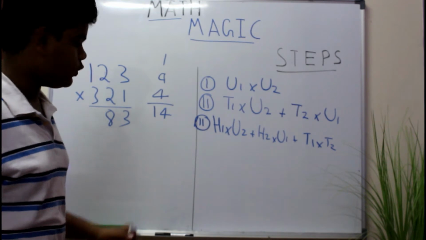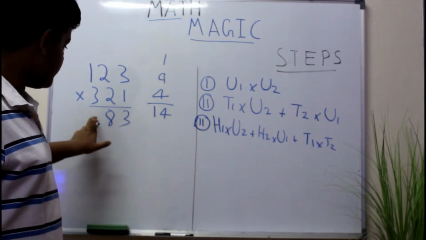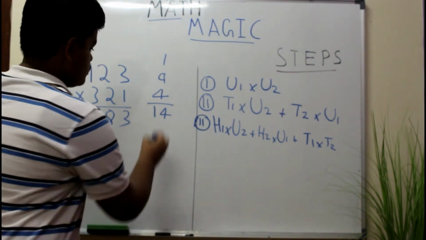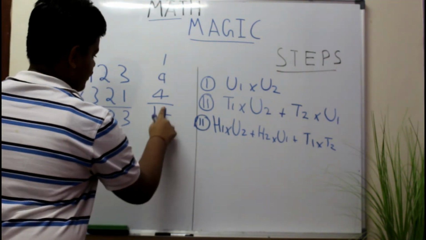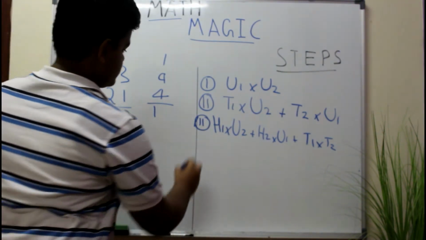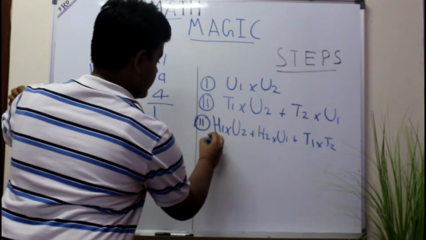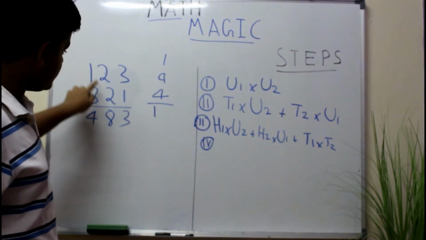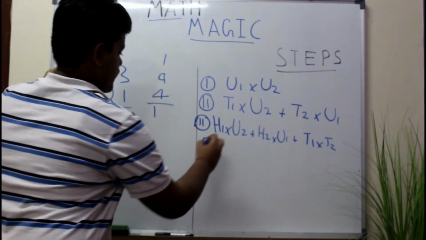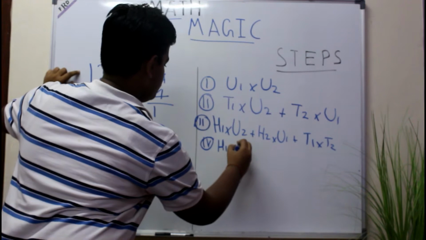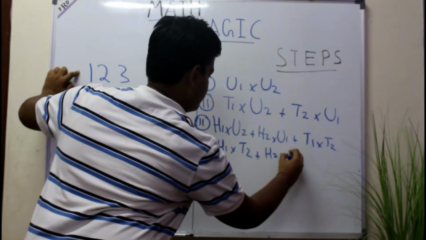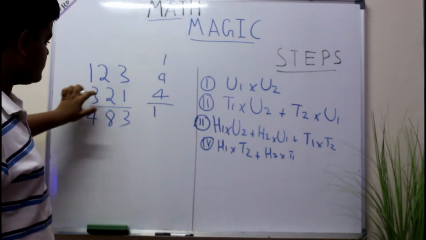Now we need to keep a note that 2 digits cannot come at a place. Only 1 digit comes, so the other one goes as a carryover. So 4 comes here and 1 is a carryover. Now the next step is also simple. It is again a crisscross between H1 and T2 and H2 and T1. So H1 into T2 plus H2 into T1. That is 1 into 2 plus 3 into 2.